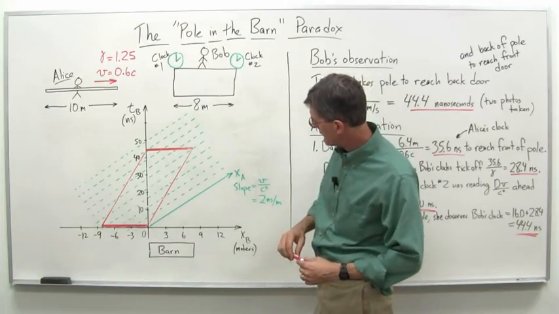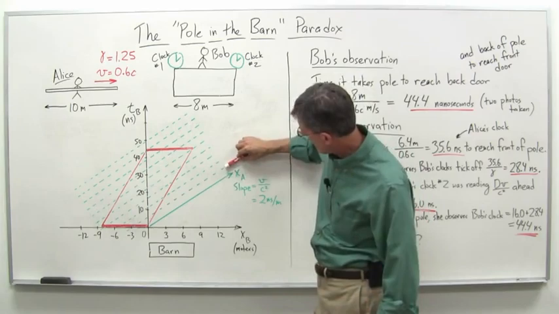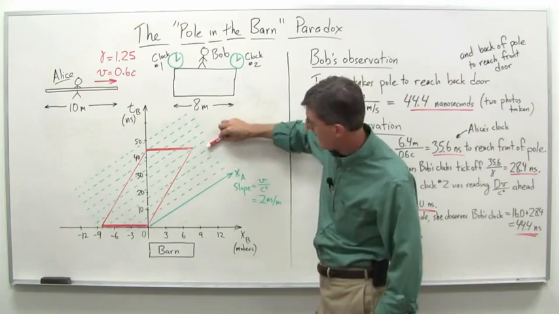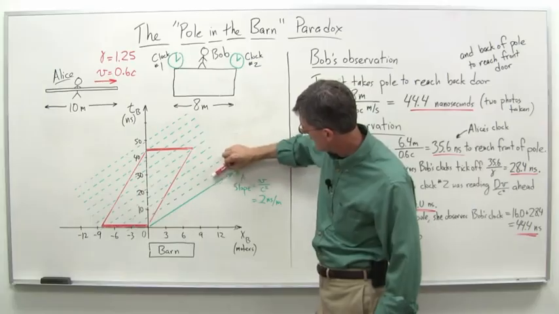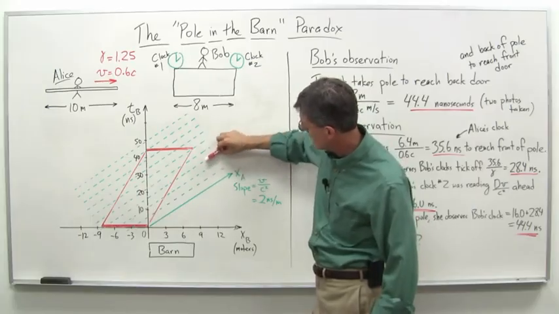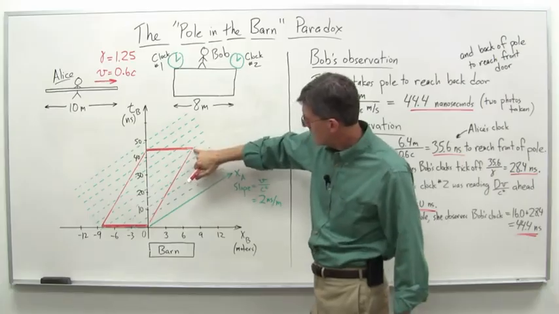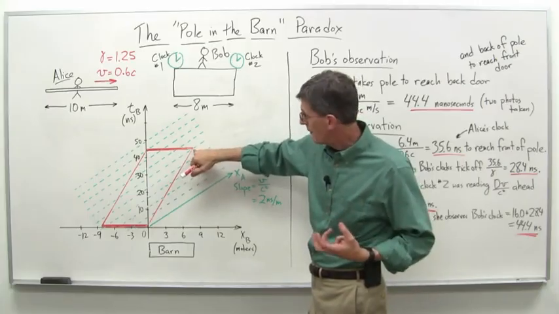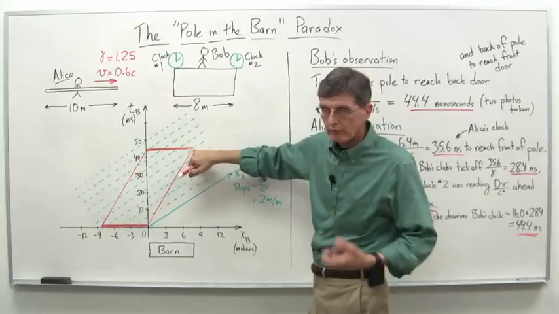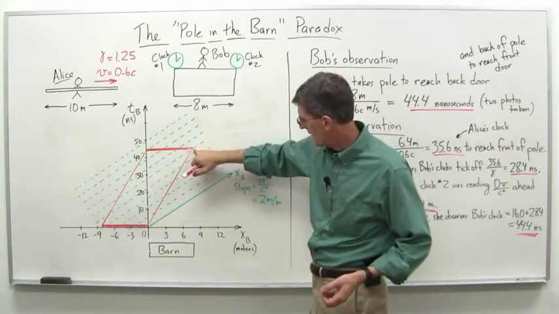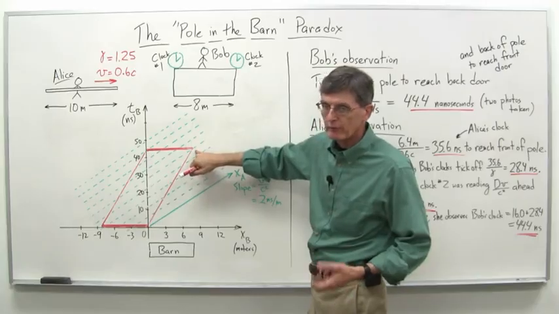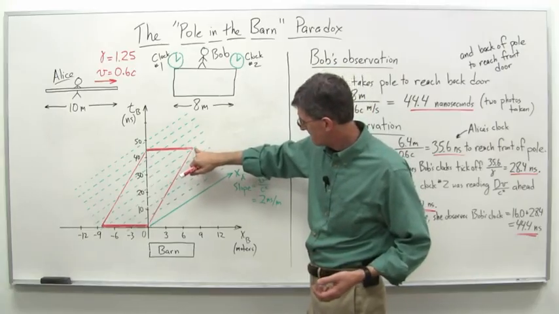But the key thing we can see is as time ticks off here for Alice, so these are like 1 tick, 2 ticks, 3 ticks, 4 ticks, or whatever it happens to be. Right here, at this time, we can see that the barn reaches the end of the pole, or the front of the pole from her perspective, and that's when Bob would take the 44.4 nanosecond picture.